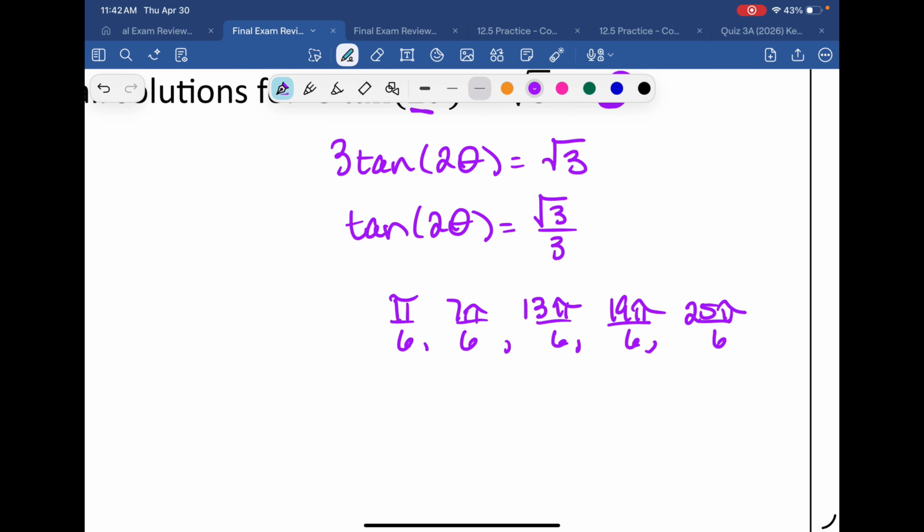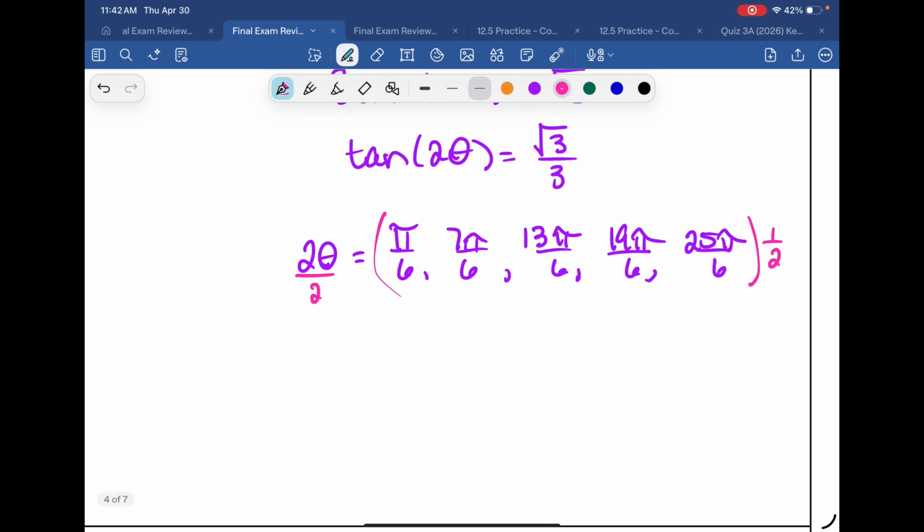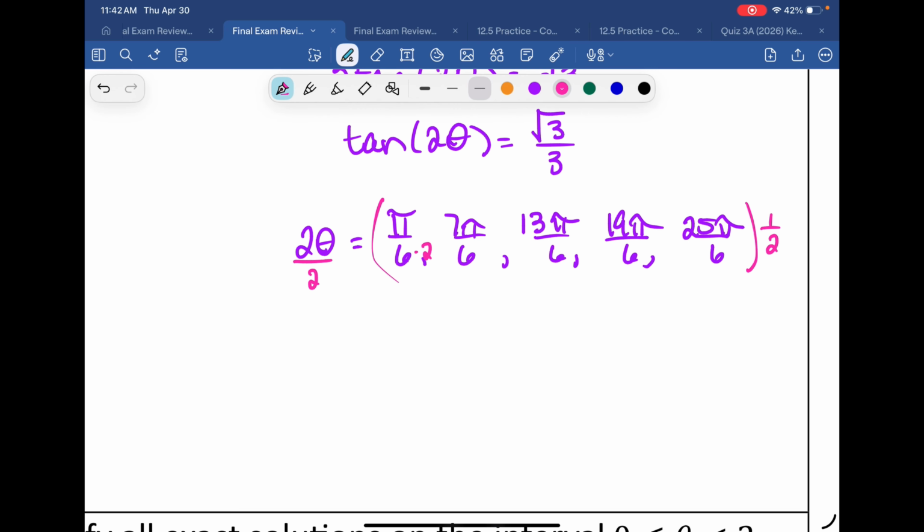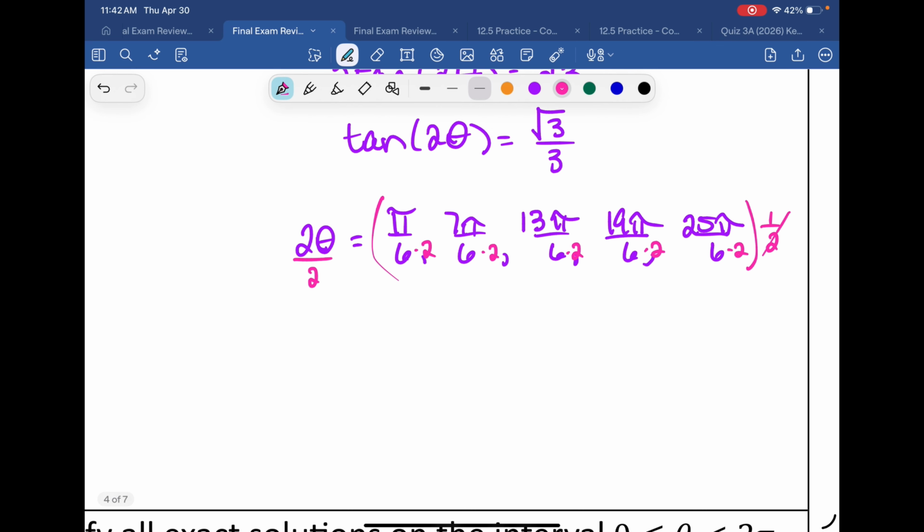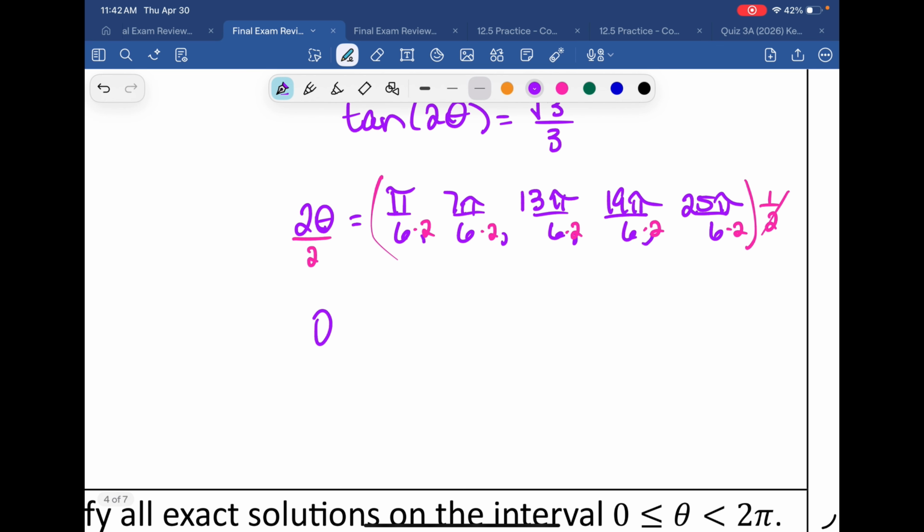All right, so now we go back and acknowledge that it's a 2 theta, not a theta. So if I wanted to get rid of the 2, I want just theta, I would divide both sides by 2. Okay, really that means we're going to multiply everything through by 1/2. And by multiplying everything through by 1/2, it multiplies every denominator. So theta equals pi over 12. Now at this point, you're looking for all the angles from 0 to 2 pi. So you want to make sure you don't go over 2 pi.